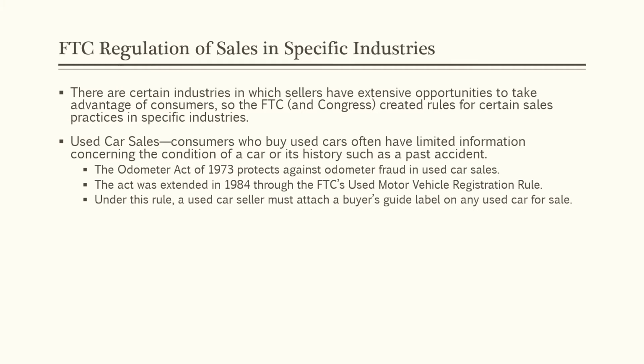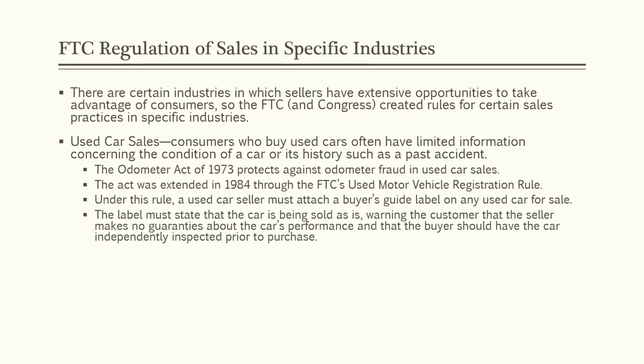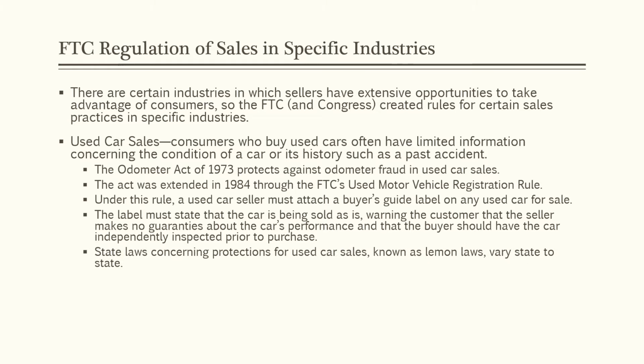Under this rule, a used car seller must attach a buyer's guide label on any used car for sale. The label must state that the car is being sold as is, warning the customer that the seller makes no guarantees about the car's performance and that the buyer should have the car independently inspected prior to purchase.